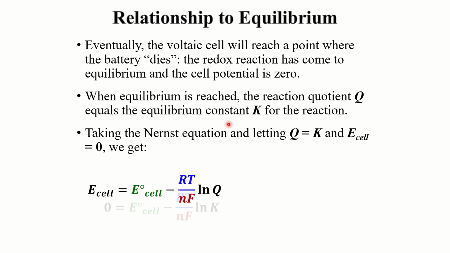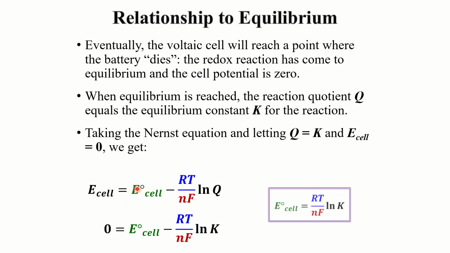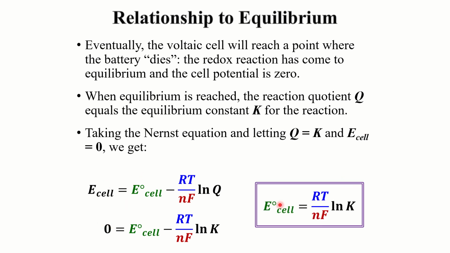If we take the Nernst equation and we let Q equal K and E cell equals 0, we get this relationship. And so this equation right here is how we can relate the standard cell potential to the equilibrium of a reaction. E naught cell equals RT over NF ln K.